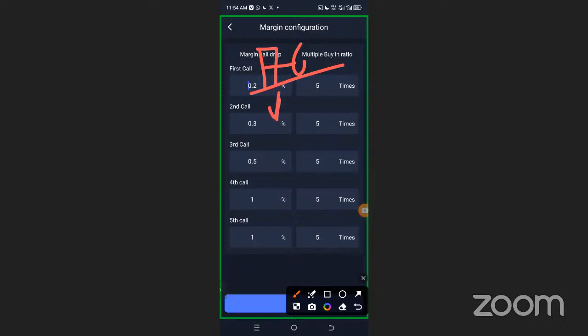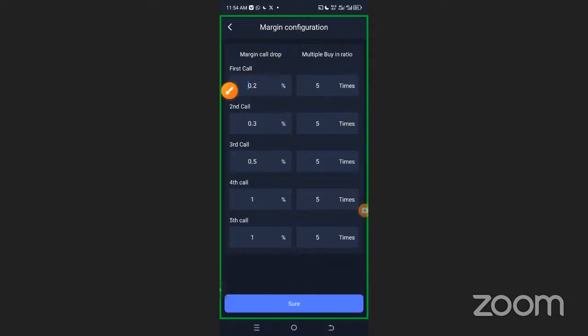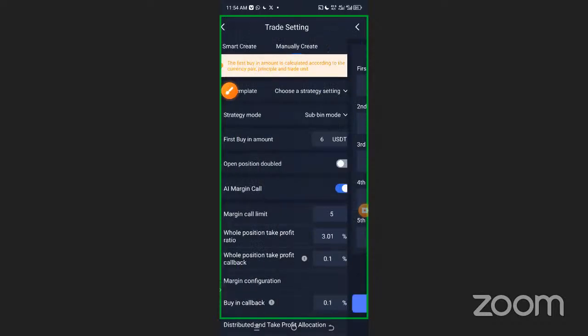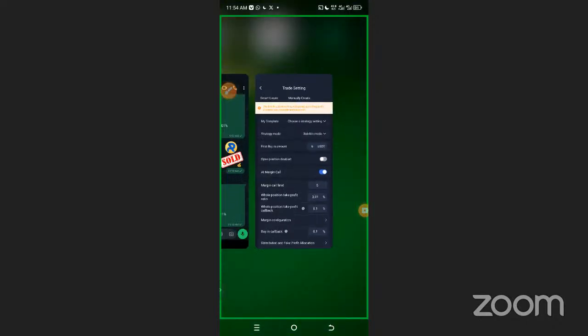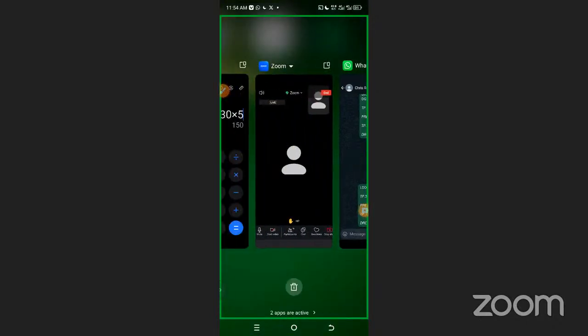It will be less than this, of which this is safe. Of which this, you are safe. Are we together? That is why we change the first buying amount.